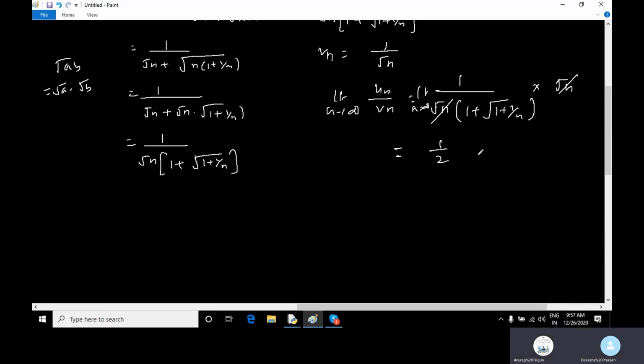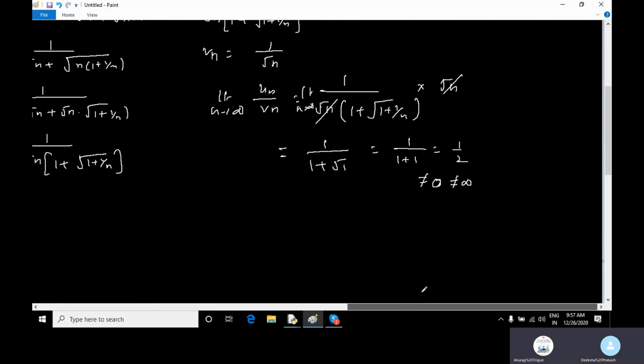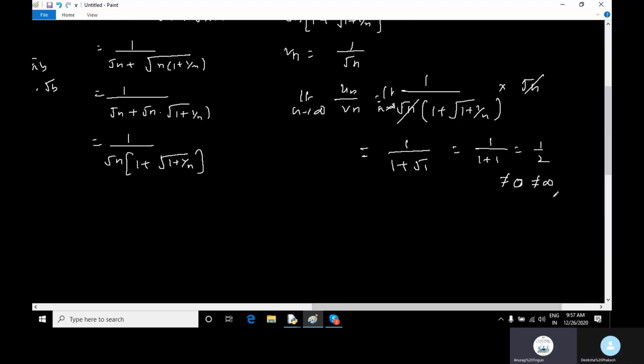It'll be 1 plus root 1, no? So 1 plus root over 1. Root over 1 is also 1 only, no? So 1 plus 1 is 2, so 1 by 2. So it's not 0, it's not infinity. It's not always coming as 1. In the two questions we have done, we got 1 always, okay? Here the values may become different, so that's why you have to check. It may become zero also sometimes, okay? So here not zero, not infinity.